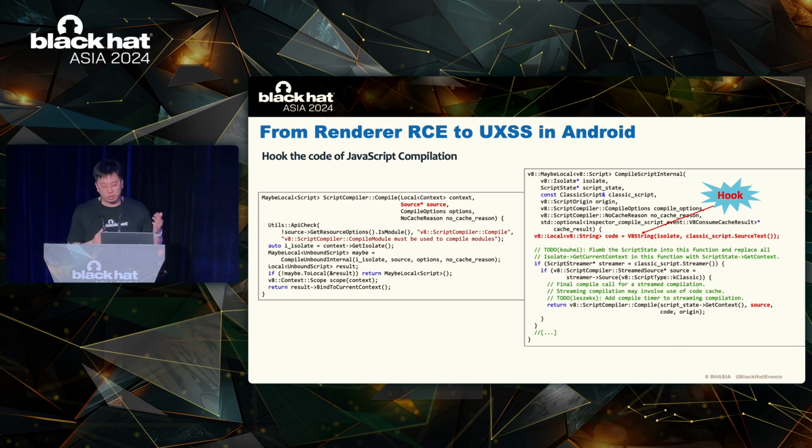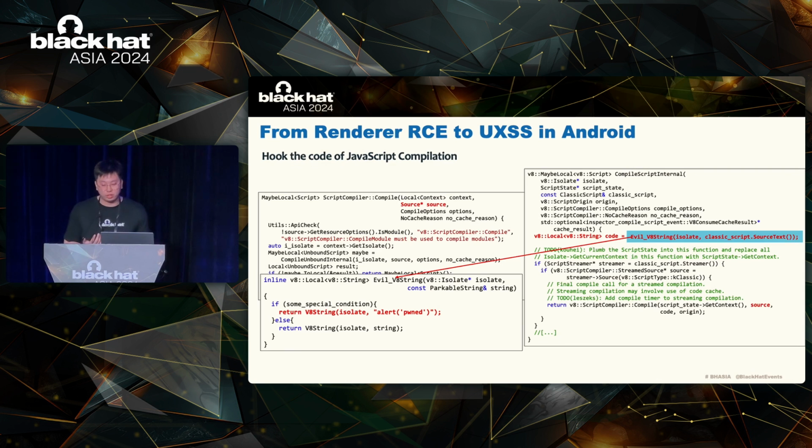I found the CompileScriptInternal method, the compilation function in Chrome. First, it takes out the JavaScript code and generates a V8 string object here, and then calls the Compile method of ScriptCompiler. This is a good point to hook. So I hooked this call point with an evil V8 string. This looks like a Trojan horse. When certain conditions are met, the evil V8 string modifies the JavaScript code into our payload, like alert(1). Otherwise, it compiles normally to avoid strange behaviors.